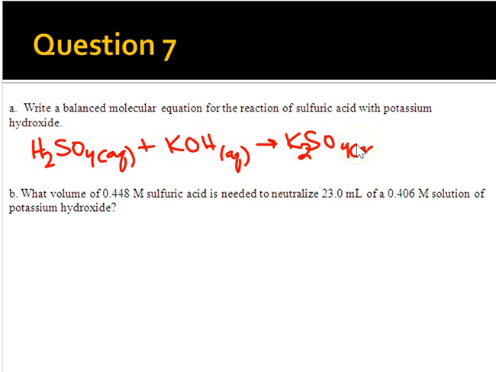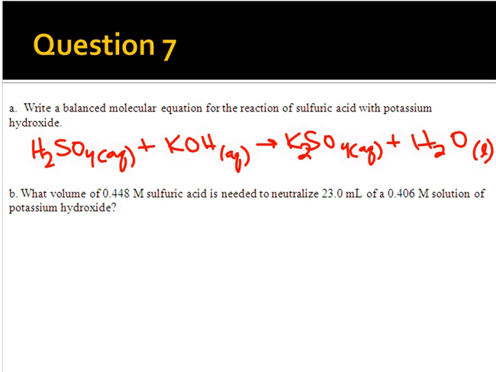This is going to be aqueous, because it's taken care of in an aqueous solution. Also potassium there, so that's definitely aqueous. And then the second product is water. Remember, anytime you have an acid-base neutralization reaction, the second product will be water.